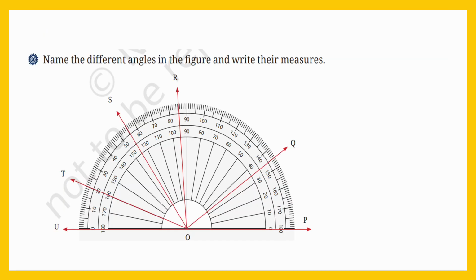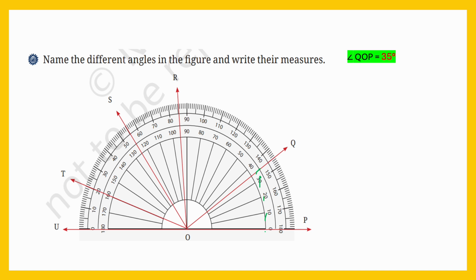Name the different angles in the figure and write their measures. First we will see the angle QOP. You start from 0 here: 0, 10, then 20, 30. Then the ray passes between 30 and 40, through the medium sized mark. So, 30 plus 5, that is 35. So, angle QOP is 35.